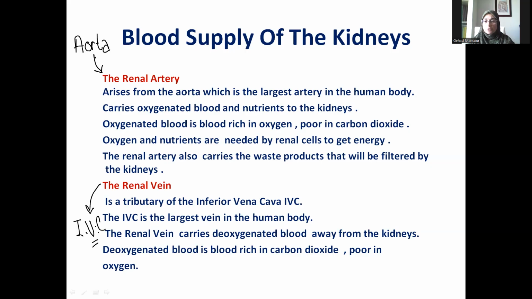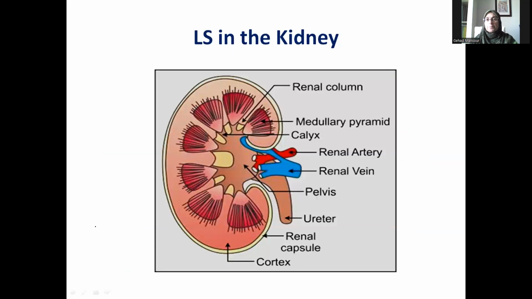We talk about a branch of an artery, but a tributary of a vein. In such a diagram, sometimes you are required to label the diagram.